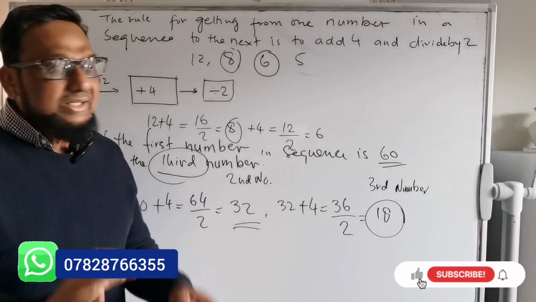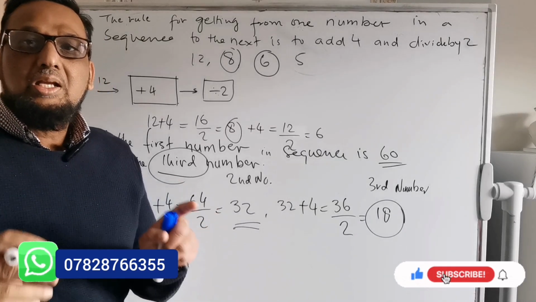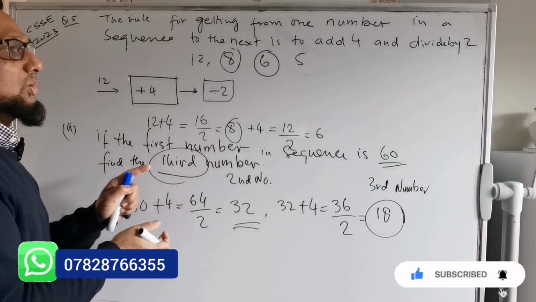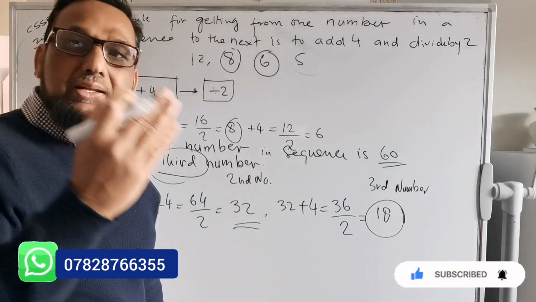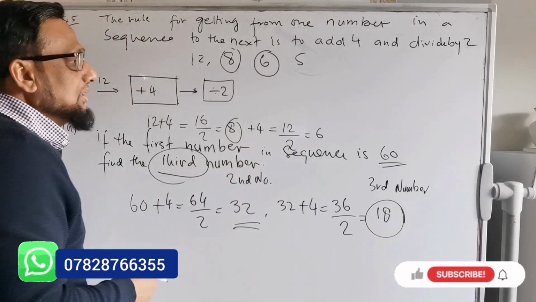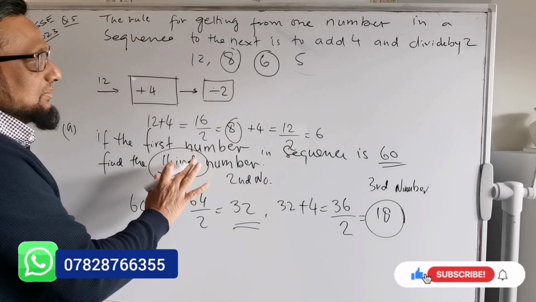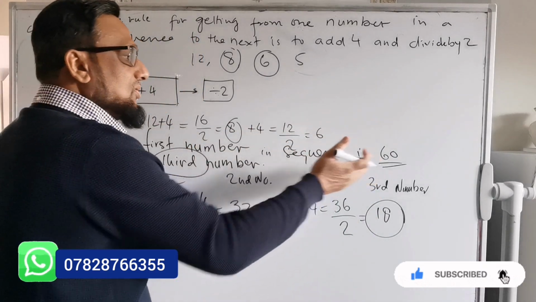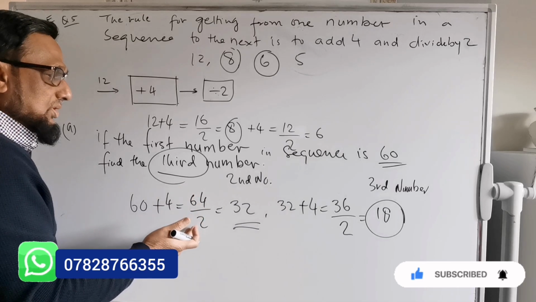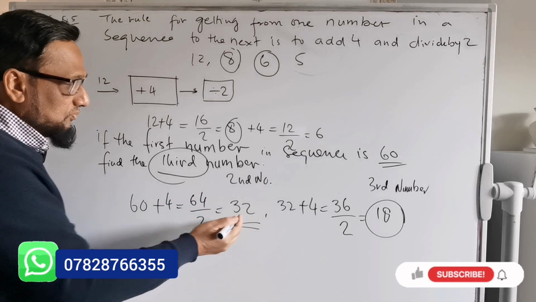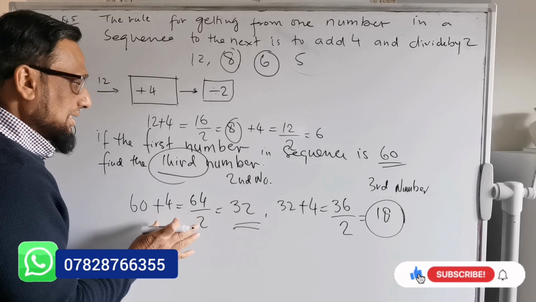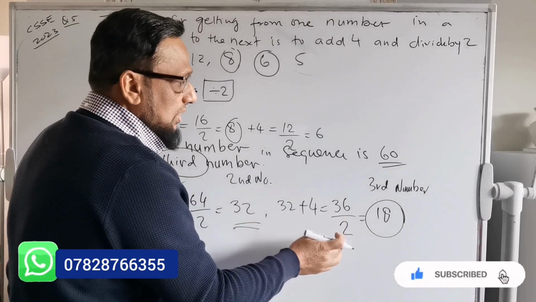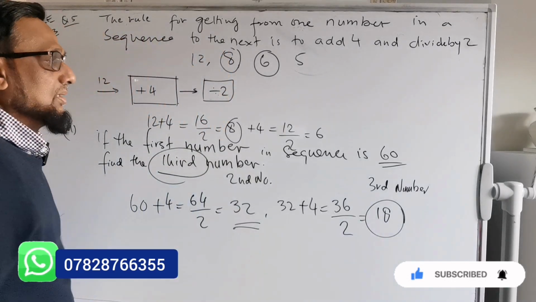Very simple, very easy question. Carefully read the instruction. The examiner says this is the rule for the sequence: the next number you find by adding 4 and dividing by 2. As per the example I explained, part A says the first number is 60. So 60 plus 4 equals 64, divided by 2 is 32, the second number. And the third number is 32 plus 4 divided by 2, equal to 18.